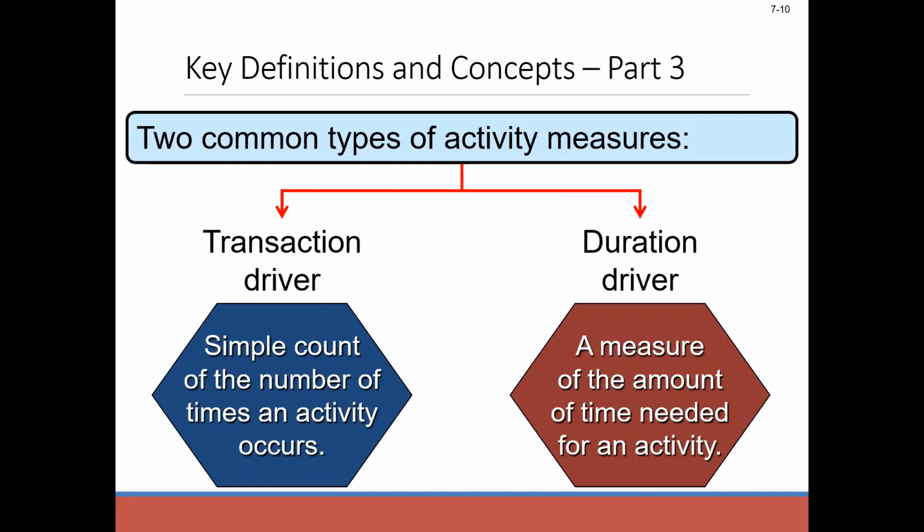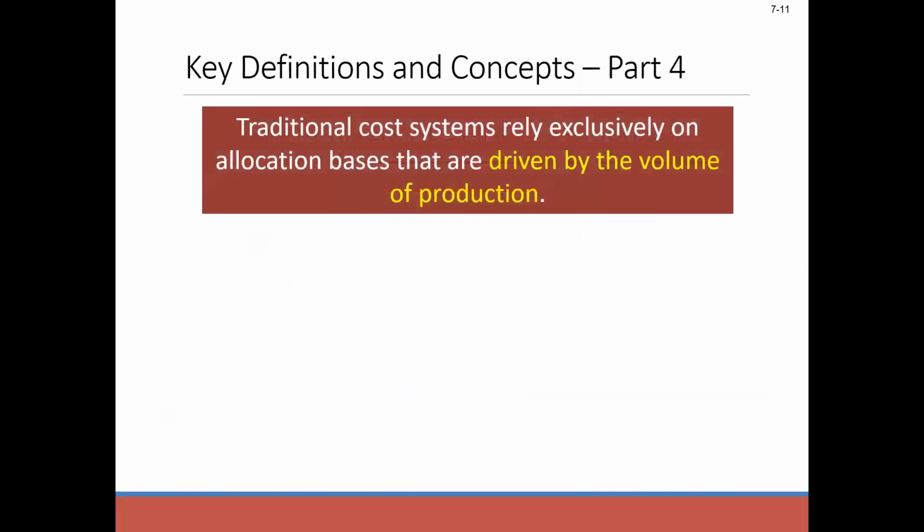Two common types of activities: a transaction driver and a duration driver. The transaction driver is just a count of the number of times an activity happens, where a duration driver is a measure of the amount of time needed for an activity.